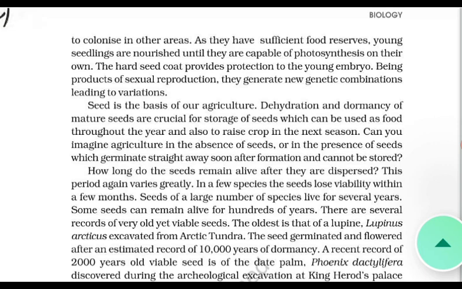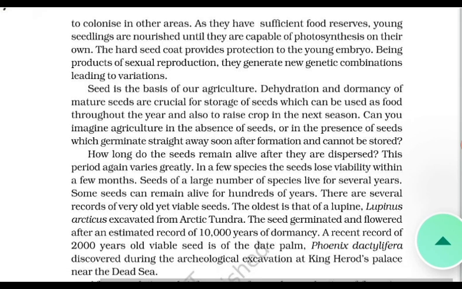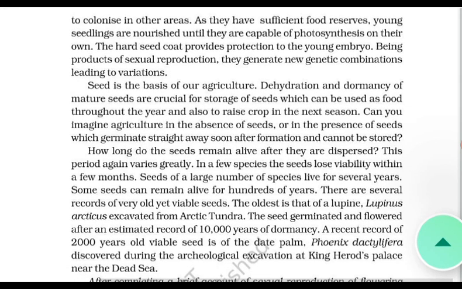ठीक है, the fruits may be fleshy as in guava, orange, mango, etc. Fleshy के example है guava, mango, orange, etc. और may be dry as in groundnut and mustard. Dry के example है mustard और groundnut. ठीक है, mustard and groundnut example है dry के.